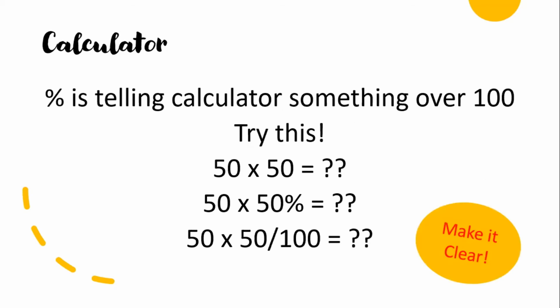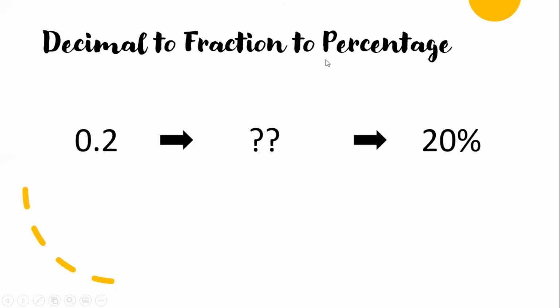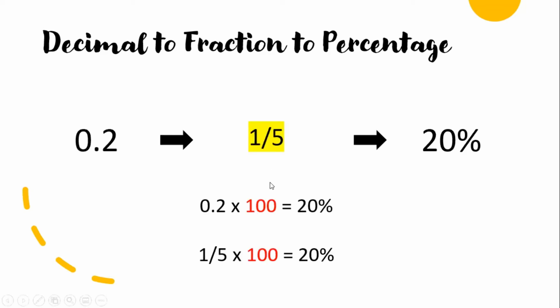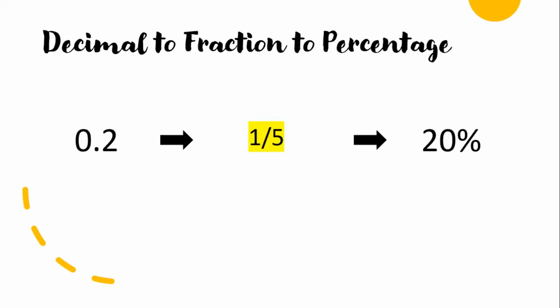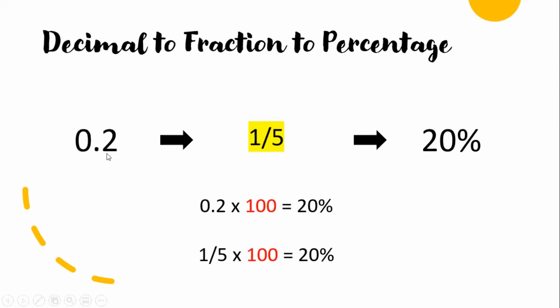Okay, next. Decimal to fraction to percentage. Before this, you need to tell me what is the fraction for 0.2. It's 1 over 5. So 0.2 is equal to 1 over 5. How to find this percentage, how to find this 20%? It's very easy. No matter what the number of the decimal is, you just take it times 100. That's all. You can get 20%. For this fraction also, you just take times 100, then you get 20%.